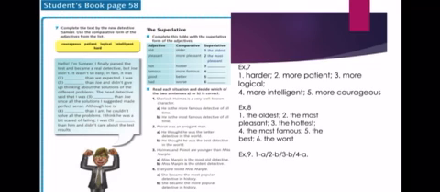Question number 9. Read the solution and decide which of the two sentences, A or B, is correct. Exercise number 1. Sherlock Holmes is a very well-known character. A, he is the more famous detective of all time, or B, he is the most famous detective of all time. Which is correct? Excellent, A. He is the most famous detective of all time.